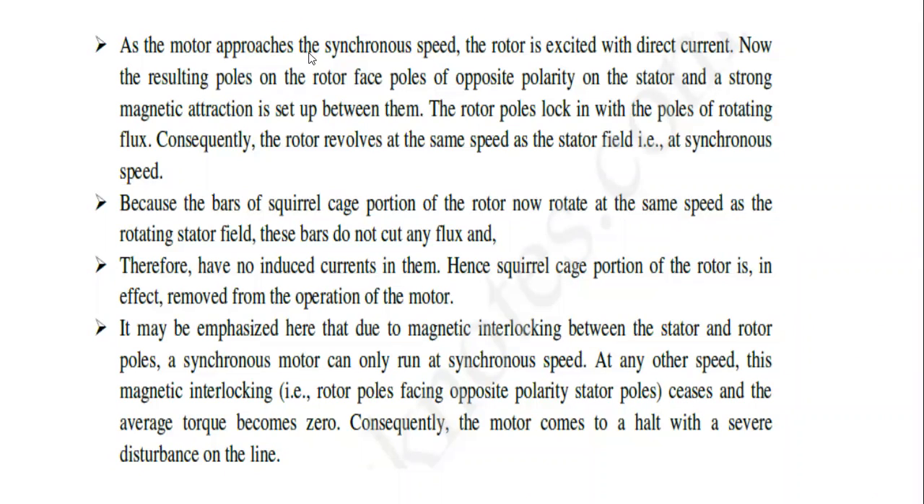Therefore, as the motor approaches the synchronous speed, if the motor attains the synchronous speed, what is the synchronous speed? That is Ns. What is the formula for synchronous speed? Ns is equal to 120 f by p. In this case, the synchronous speed depends upon the supply frequency and the number of poles.